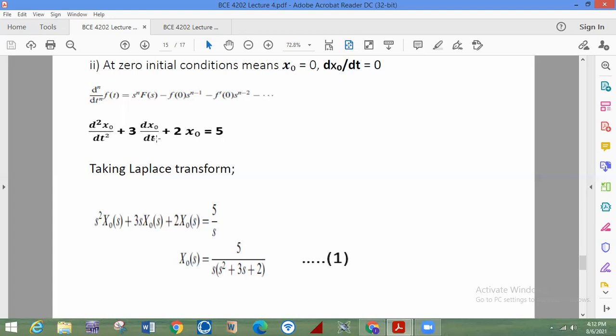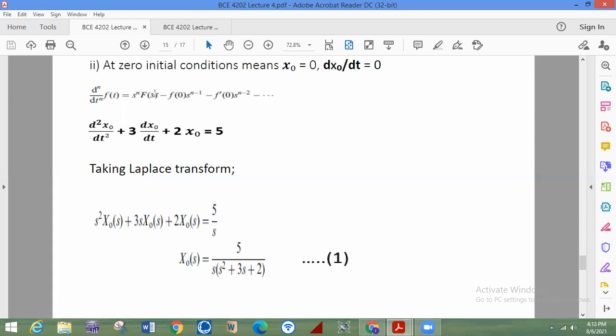Yes, please. What is the difference between that capital F of s and that small f of naught? Small f of naught is a function. Then capital F is the Laplace transform of that function. Okay.